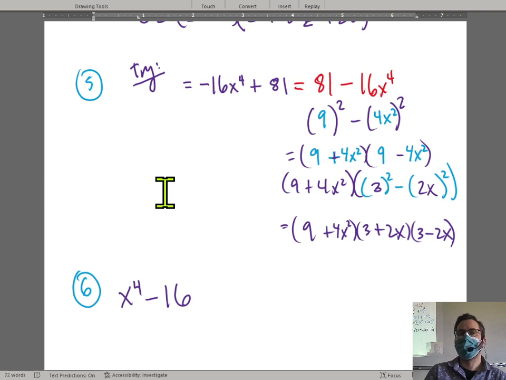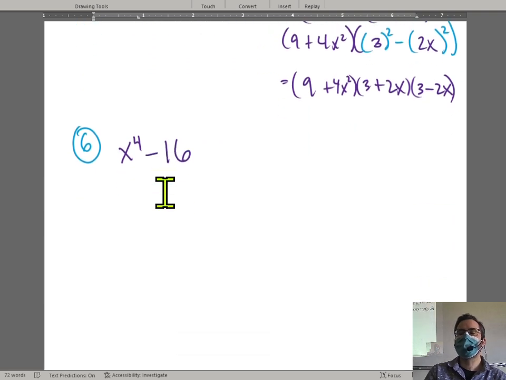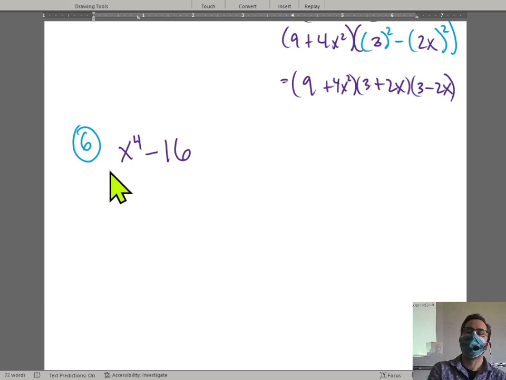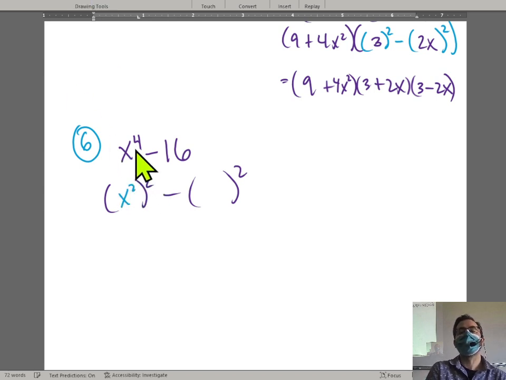Let's do another one. Check this out. One more. Here, hopefully you see, again, it's a difference of squares. So what goes in this first parenthesis that would get squared? x squared squared is x to the 4th. What squared is 16? 4.